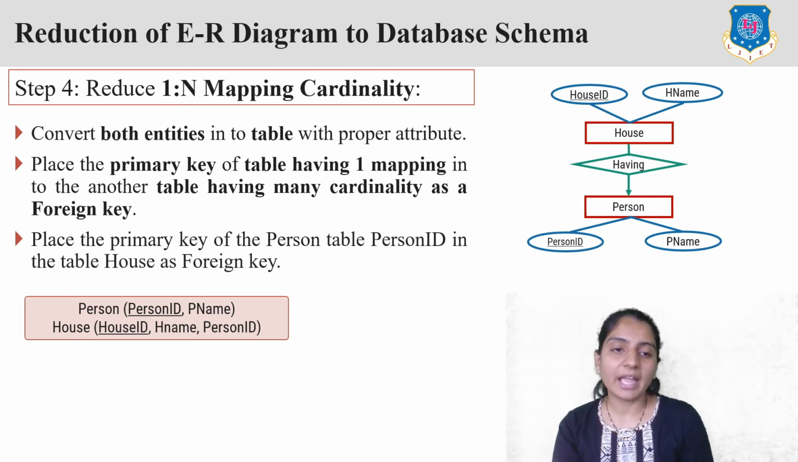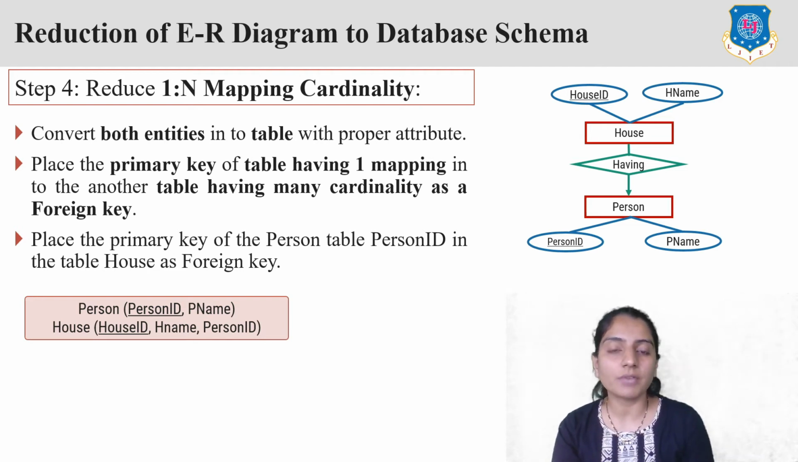So we have two tables. One is for person, in which we have two attributes: person ID as the primary key and person name as another attribute. And we also have another table named house. House ID is the primary key and house name is the non-key attribute in the house table.